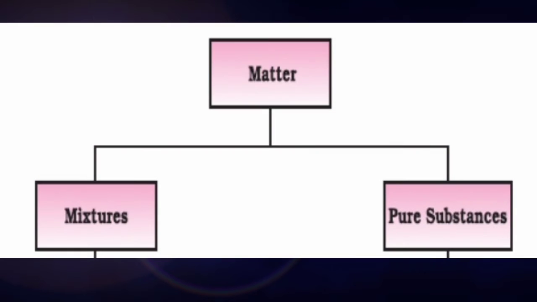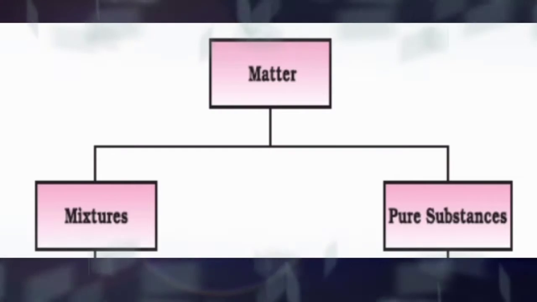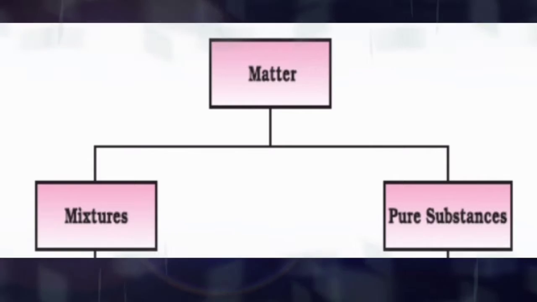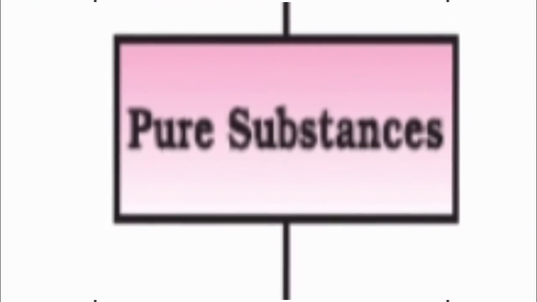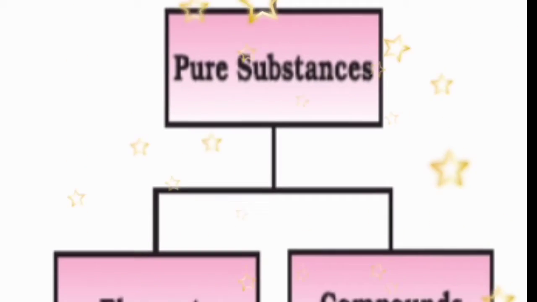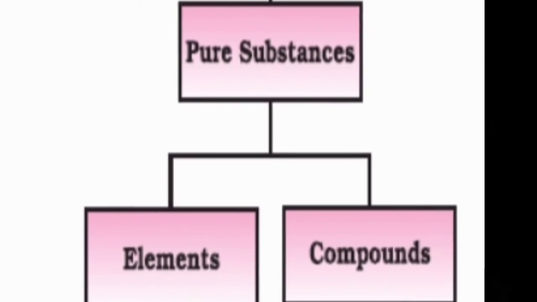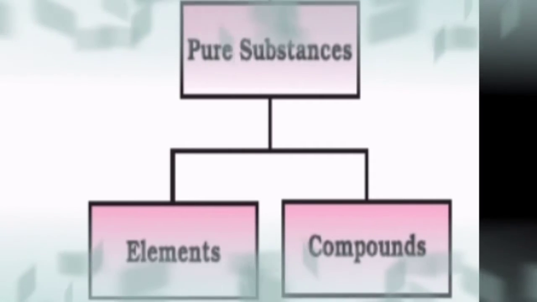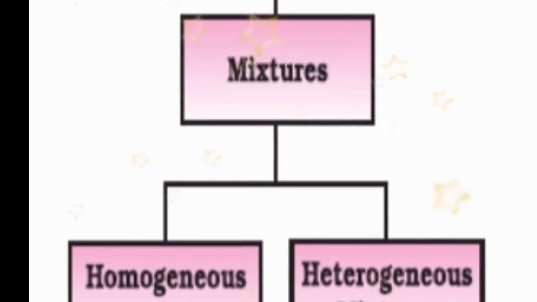Remember that substances, matter, are broken down into two categories. They can be either pure substances or mixtures. Pure substances are further broken down into elements and compounds. Any substance is composed of one type of atom or molecule, whereas mixtures are composed of different types of atoms or molecules that are not chemically bonded.